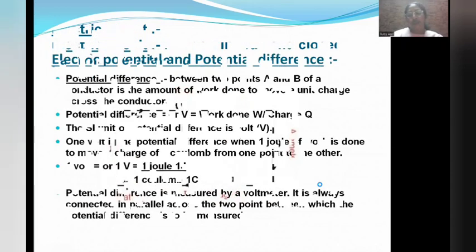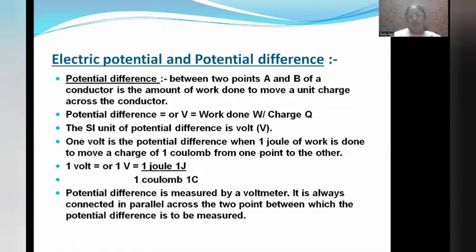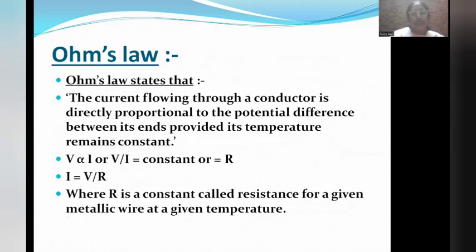Now next we are going to see is Ohm's law. So now we will see what is Ohm's law. Ohm's law gives a relation between current and potential difference. Or we can say that according to Ohm's law, the current flowing through a conductor is directly proportional to the potential difference between the ends of the conductor, and one condition is that the temperature should remain a constant. V is proportional to I. That is the mathematical formulation of the law.